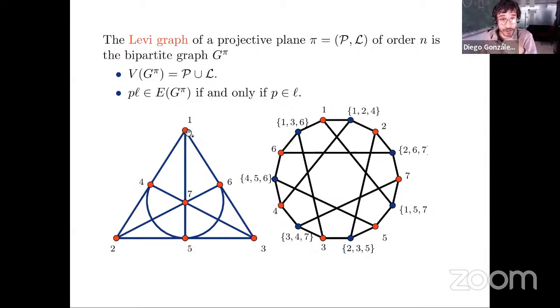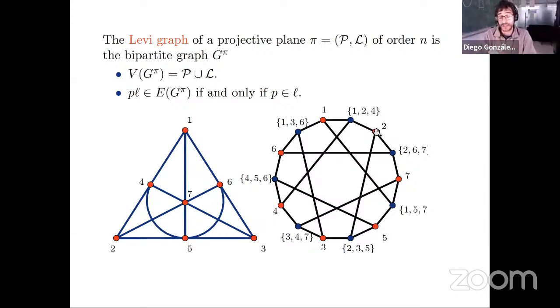For example, point 1 belongs to lines 1, 2, 4; 1, 5, 7; and 1, 6, 3. So here in my Levi graph, point 1 is adjacent to lines 1, 2, 4; 1, 5, 7; and 1, 3, 6. And also the line 1, 4, 2, here I have the line 1, 4, 2 in the graph, is adjacent to vertex 1, to vertex 4, and to vertex 2.